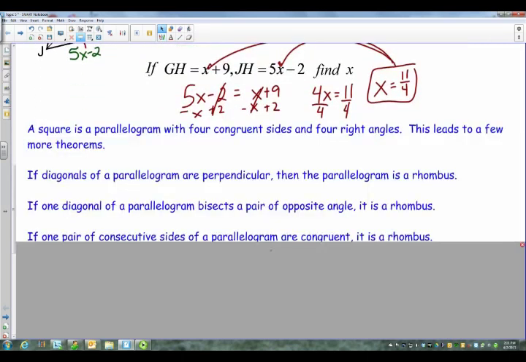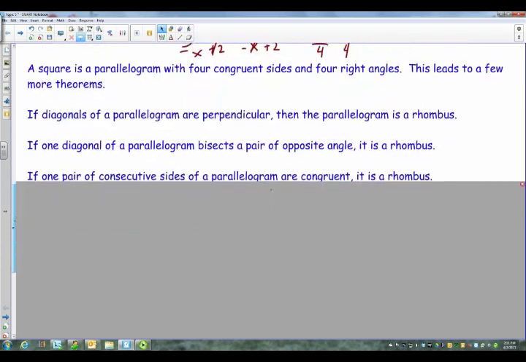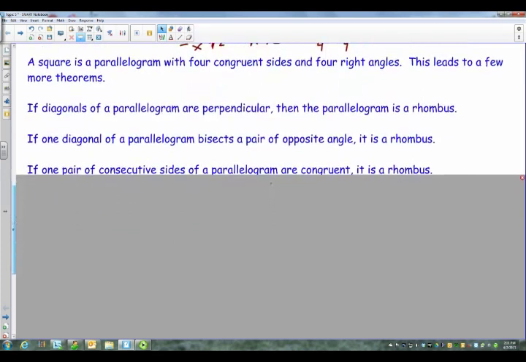Okay, let's move on. A square. Now, a square is a parallelogram. Opposite sides are parallel. Opposite sides are congruent. It has four congruent sides, which is a rhombus, but it also has four right angles, which is a rectangle. So a square is technically a rectangle and a rhombus. Okay, so it's both a rectangle and a rhombus.